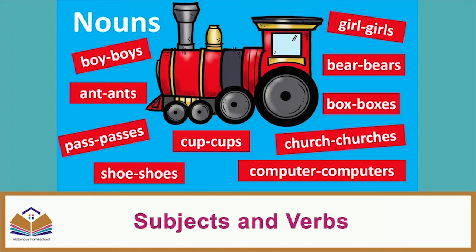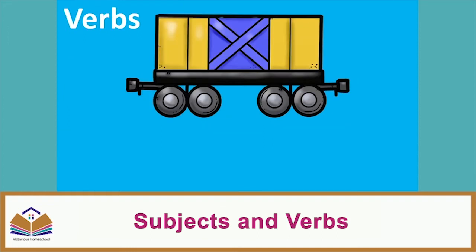So this is the rule. If the noun is singular, there is no S. If the noun is plural, there is an S or ES. Now let's look at the verbs. This is what confuses many kids because the rule is opposite.